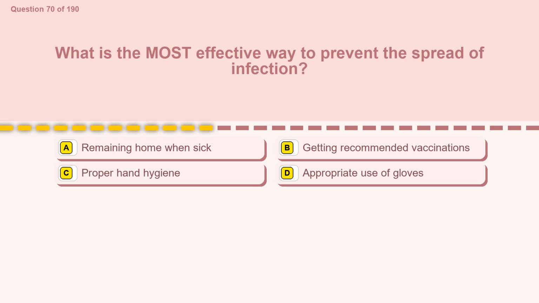Option A. Remaining home when sick. Option B. Getting recommended vaccinations. Option C. Proper hand hygiene. Option D. Appropriate use of gloves.